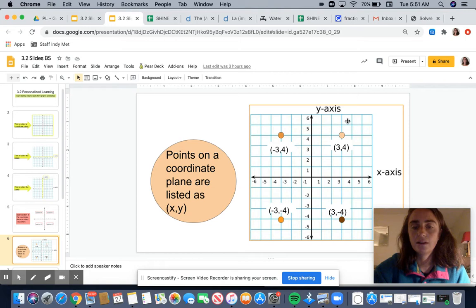And when you are putting points on the graph, or someone gives you a point to put on, or you're asked, what is that point? You always list the point X, then Y. So notice up here in the first quadrant, I go over to 3, that's my X, up to 4, that's my Y. So my coordinate point is (3, 4). Over here, I put it in the same spot, but since my X is negative, it's (-3, 4). So to find your point, count over, then count down or up.